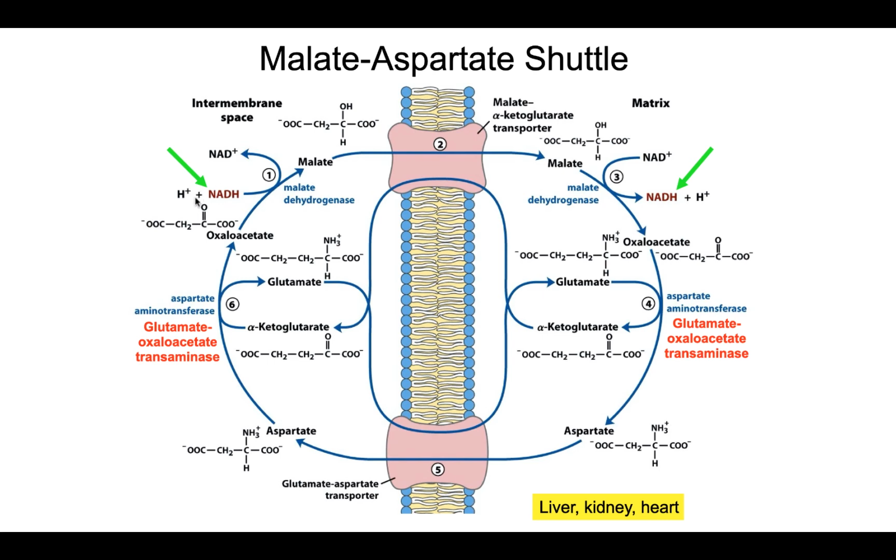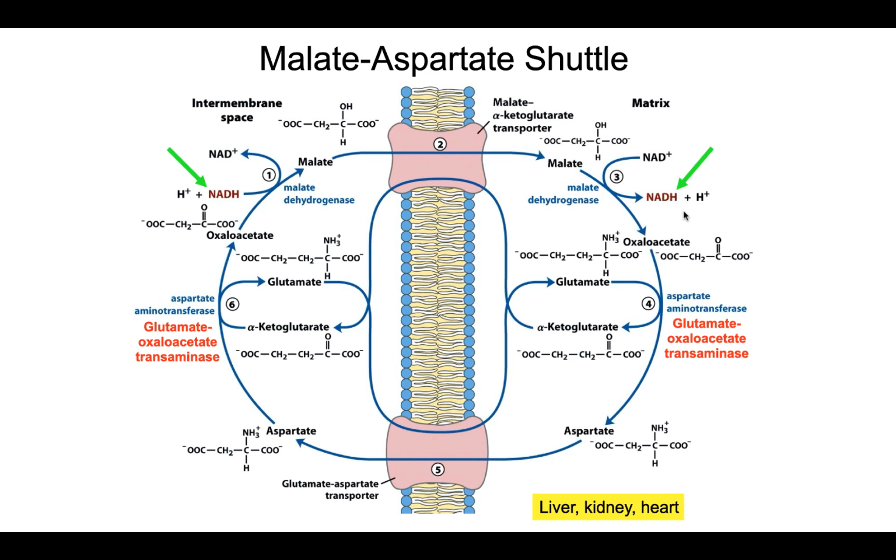Those electrons ride on oxaloacetate to become malate, right? We've seen this reaction before many times. So we've used NADH to reduce oxaloacetate into malate. And there is a malate alpha-ketoglutarate transporter. It's a transporter that allows both malate and alpha-ketoglutarate through it. So malate goes through it, and there it is reoxidized back into oxaloacetate, and we get our NADH, which then can go and donate electrons to complex 1.